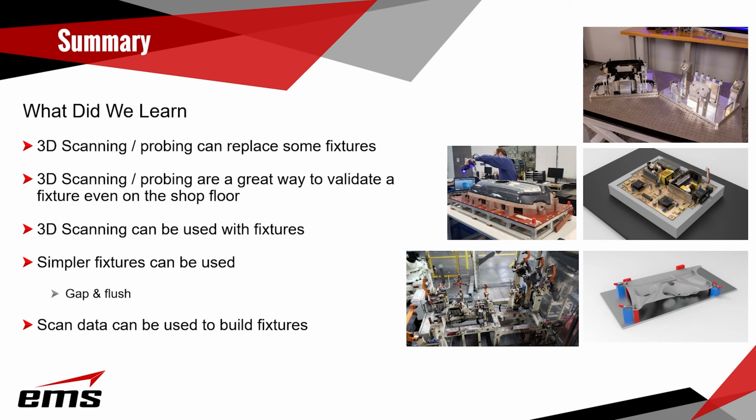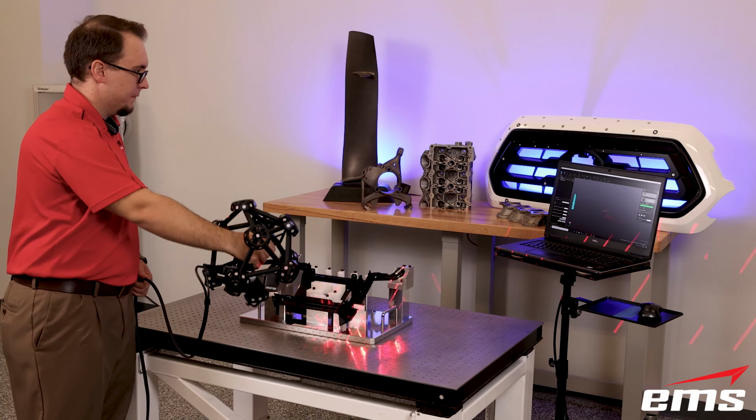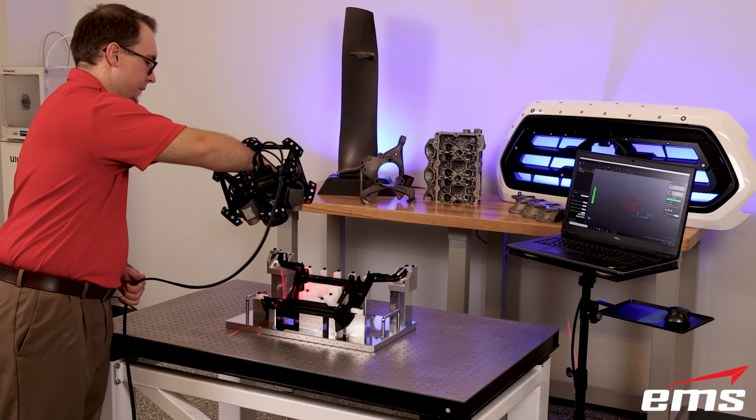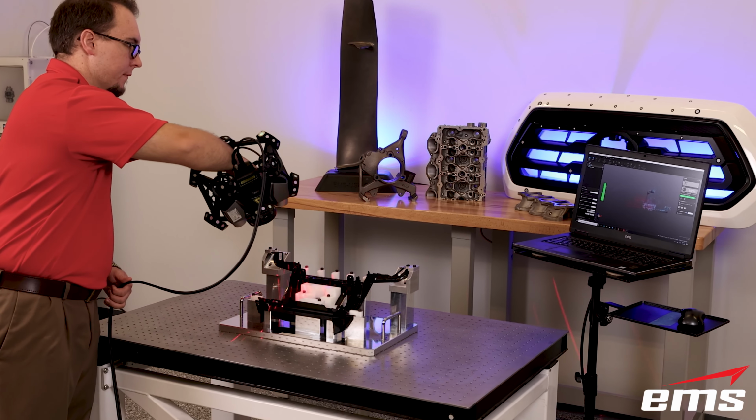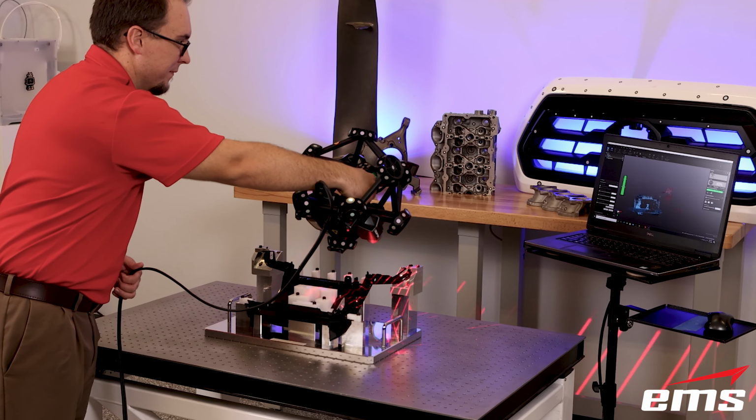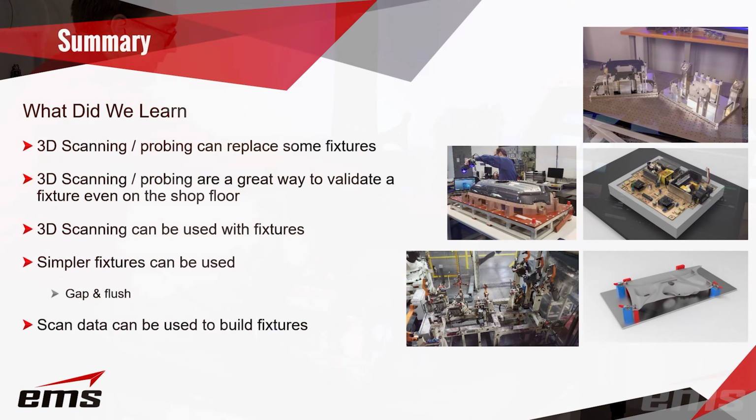But we also learned that 3D scanning can be used with fixtures. There are certain types of parts that still need a fixture to hold them in the correct shape so that they can be inspected. And again, that's a great place for scanning and probing to be used, and even on large fixtures out on the shop floor.